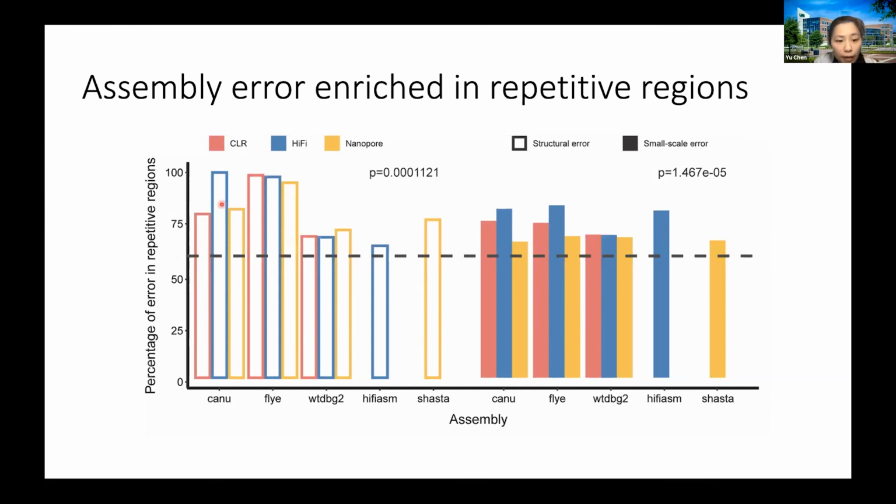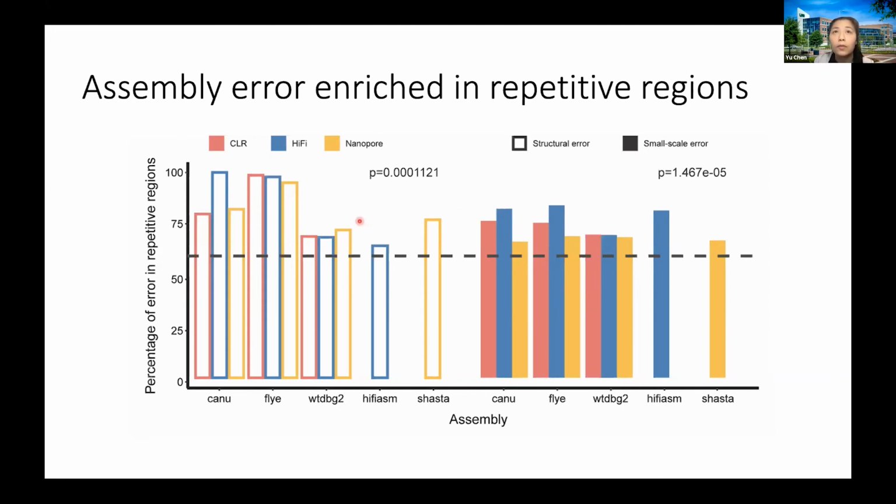Here we use a bar plot to show the percentage of errors located in the repetitive regions for each assembly, for the structural errors and the small scale errors. And we observe the value to be always higher than the baseline throughout each assembly for both error types, which means there is enrichment of the assembly errors in the repetitive regions.